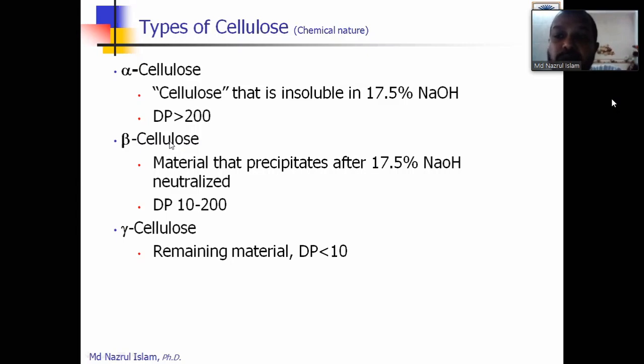Still we miss 1 gram. Earlier the alpha cellulose was 7 gram, then the beta cellulose was 2 gram, and still now 1 gram is missing. That missing 1 gram is gamma cellulose, which you cannot collect. So that is what we call the gamma cellulose.